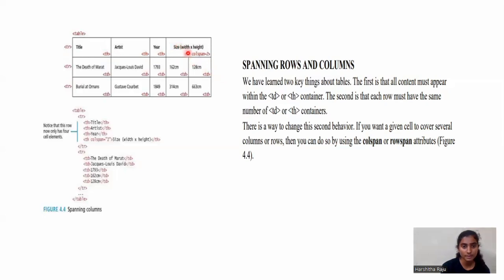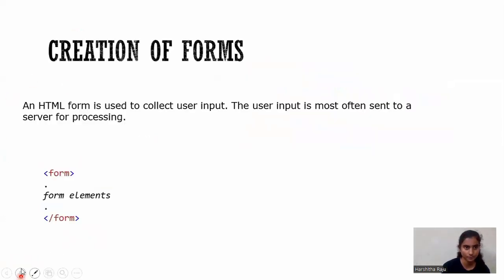In order to include an extra column with the column span, we will have to use this formula, that is size of width into height. So using that, we can actually include another column using the column span. Using the column span and row span, we can include the extra rows and columns. So this is the basic table structure of how we can include extra columns and rows.